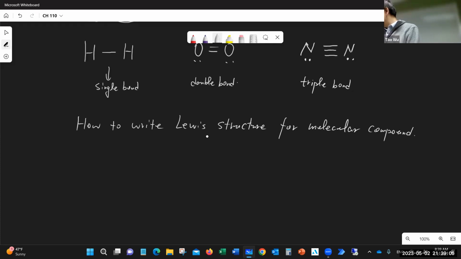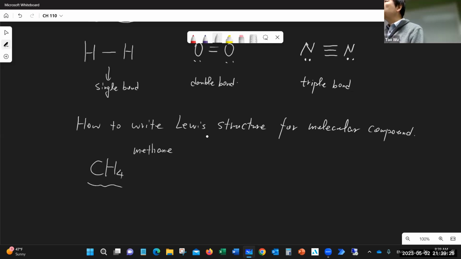Let's take one example, CH4. CH4 is methane. It's called methane. So if we have this compound, how do we write the Lewis structure?